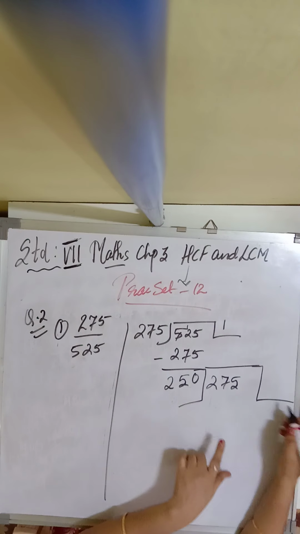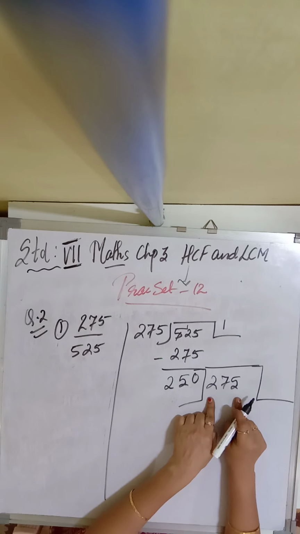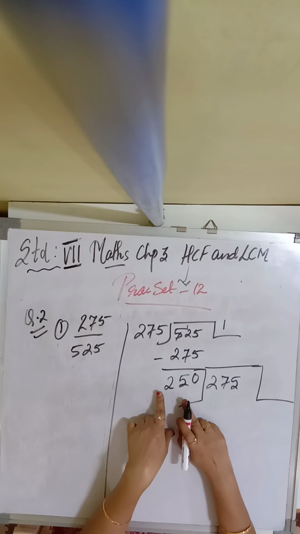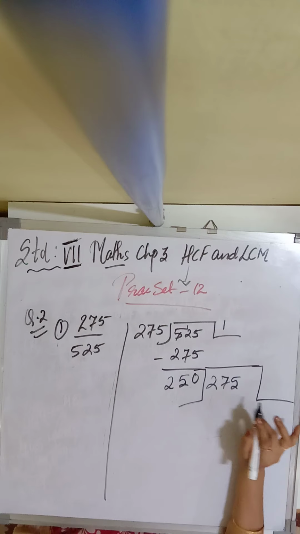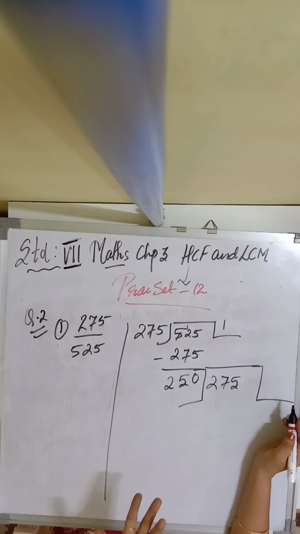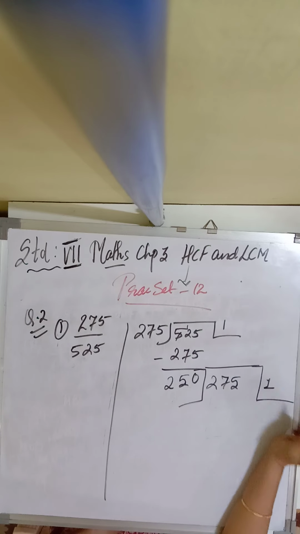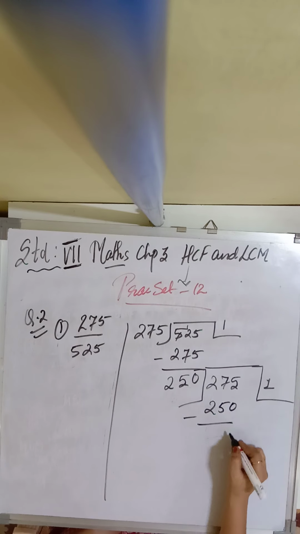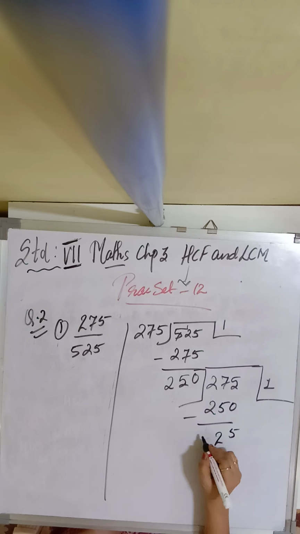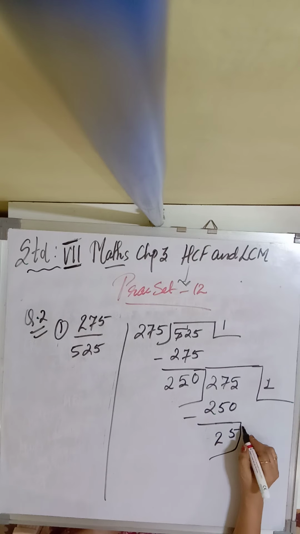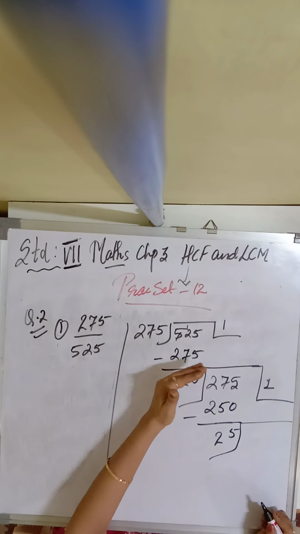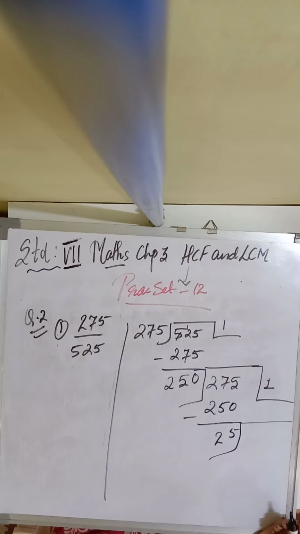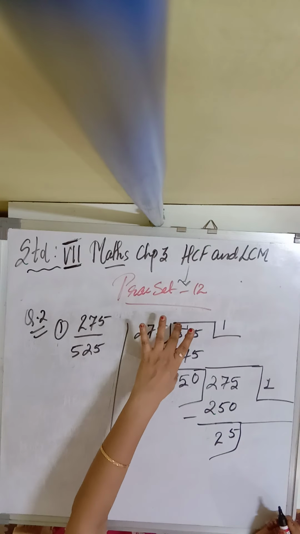Now again we have to divide 275 by 250. So 250 ones are 250. If you do twos are, it will go above the dividend. So it is only 250 ones are 250, and subtracting gives 25. Now see children, again you are going to divide till you get the remainder 0. So this is your first step.